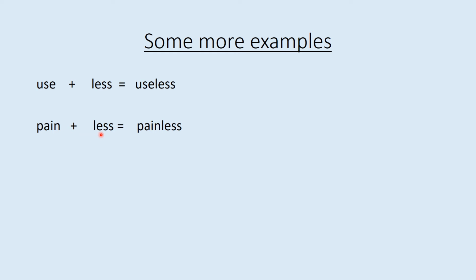Our root word is pain. Add less equals painless. So that means that something might not have a lot of pain. But if something was painful, if it was the opposite, that means that it would have a lot of pain. And care is our root word. When we add the suffix less on the end, it becomes careless. So if somebody is careless, that means that they don't really care. But if somebody is careful, that means that they want to avoid doing something wrong.